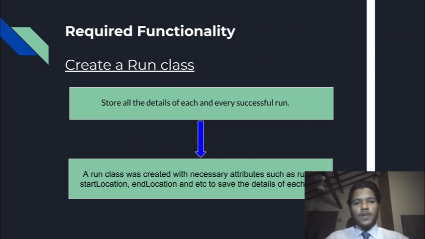Here, our first feature, which is saving details of a successful run, was achieved by the use of a run class, which is created with the necessary attributes such as run ID, start location, end location, and so on, and their corresponding get and set methods for all necessary attributes.